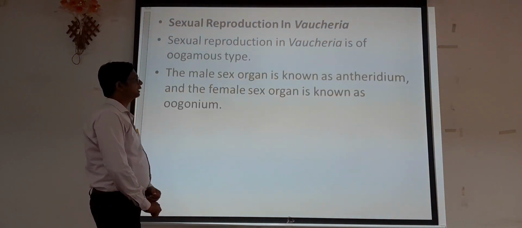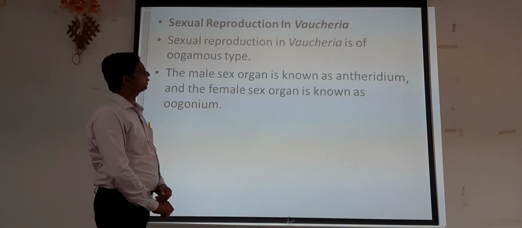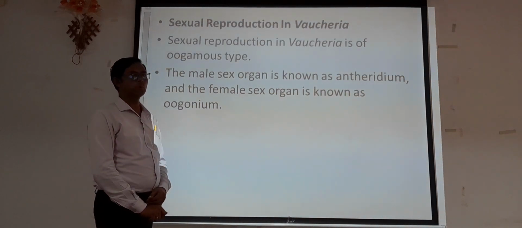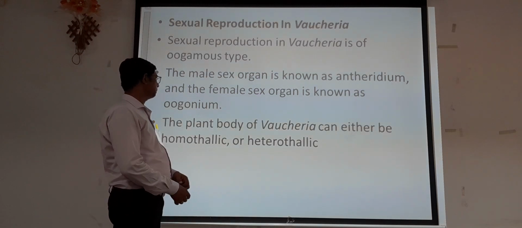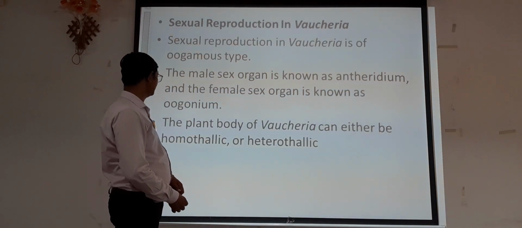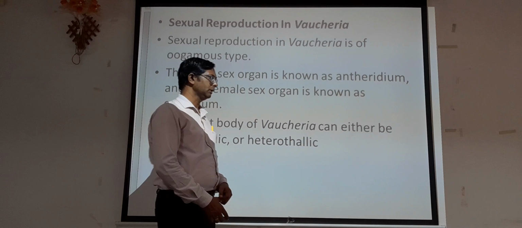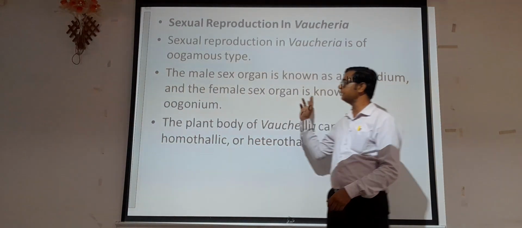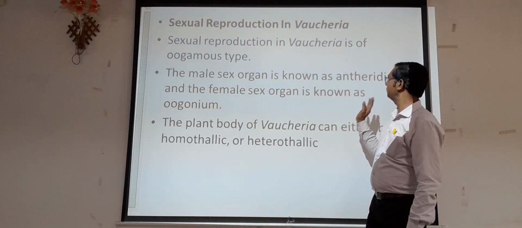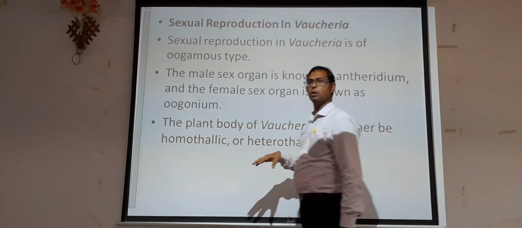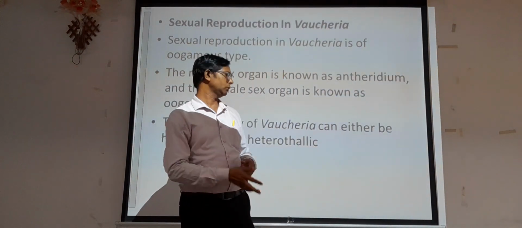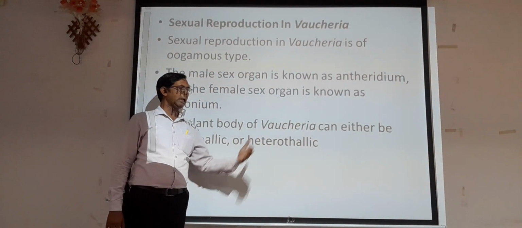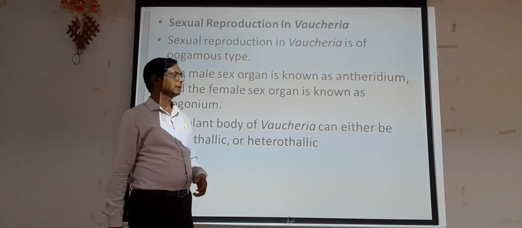Oogamous structures are produced. The male sex organ is known as antheridium and the female sex organ is known as oogonia. So these are the two structures. The plant body of Vaucheria can be either homothallic or heterothallic. It means these two structures, that is antheridium and oogonium, are produced on the same plant. In some Vaucheria it is produced on two different plants. So same plant is known as homothallic, and different plants is known as heterothallic.